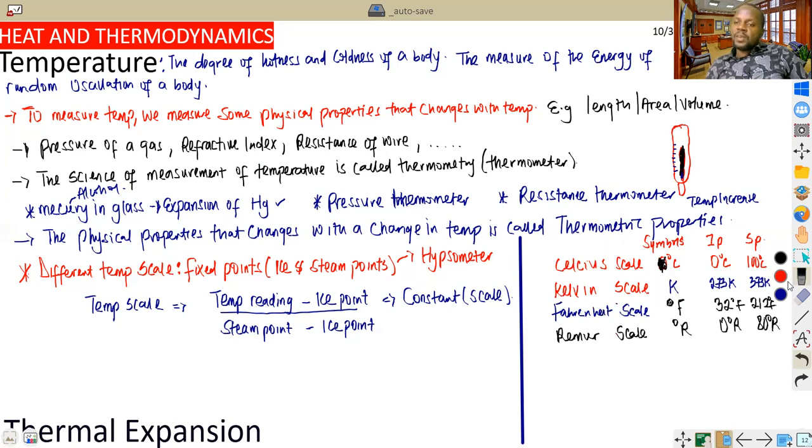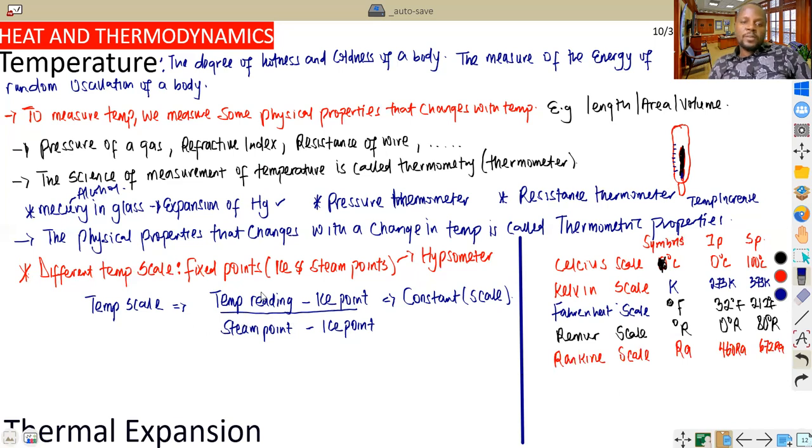And the fifth one, which I said there are five major scales, is called the Rankine scale. Some of you are not used to all this, but you just have to keep it in mind. It is denoted by RA. The ice point is 460 Rankine, and the steam point is 672 Rankine. So this is the way and the methodology we use in physics when we talk about the scale of measurement of temperature.